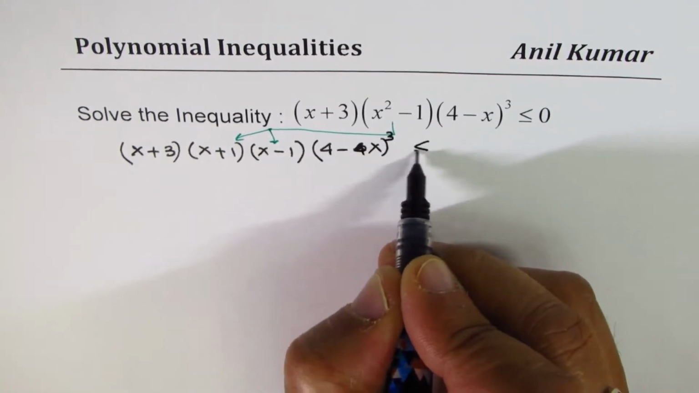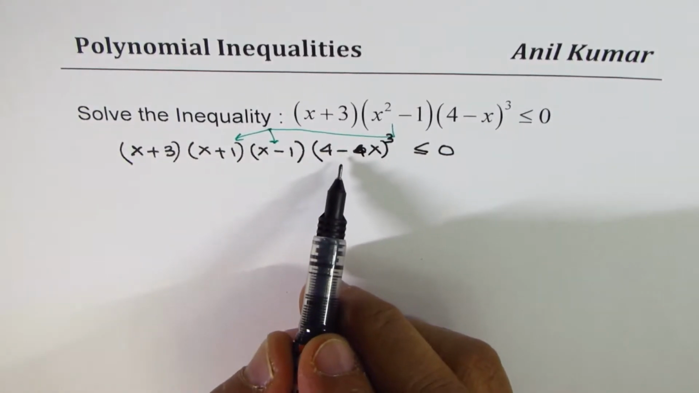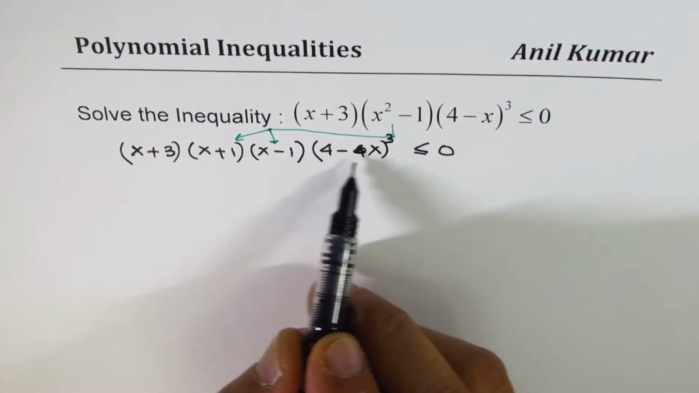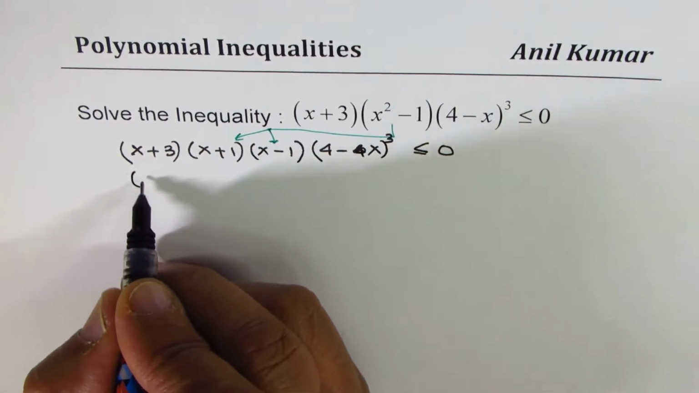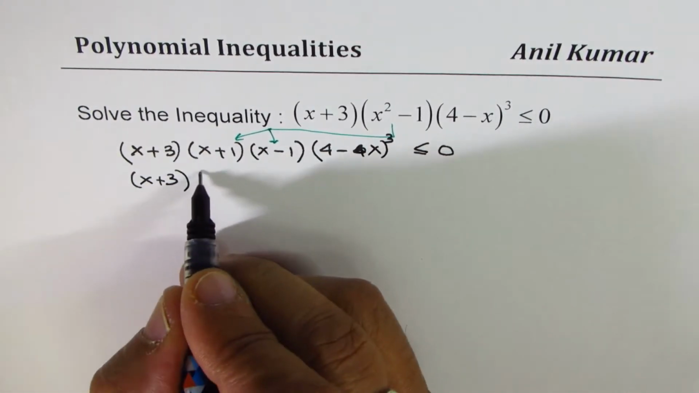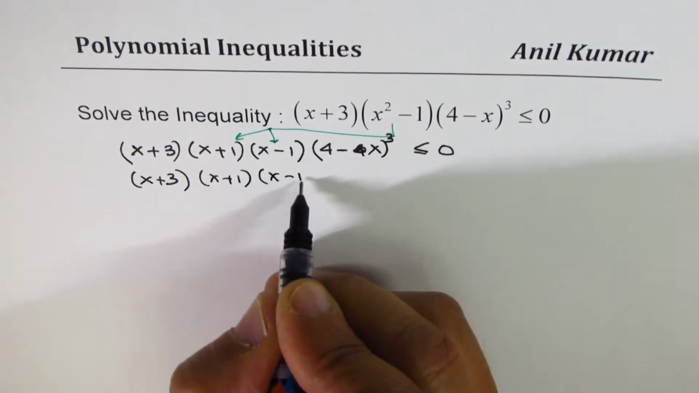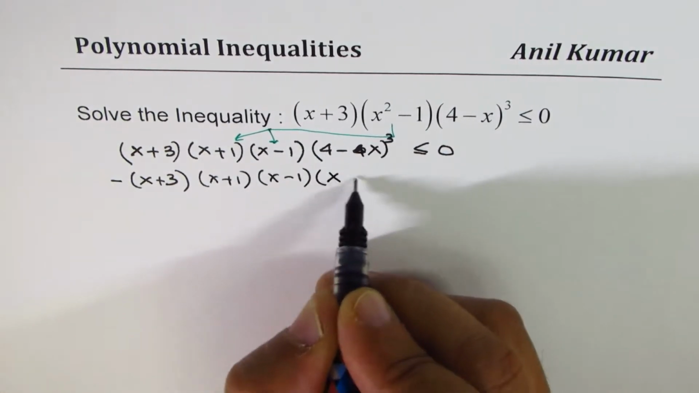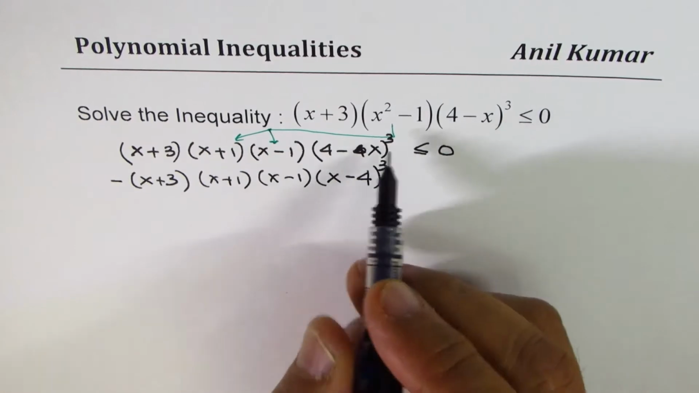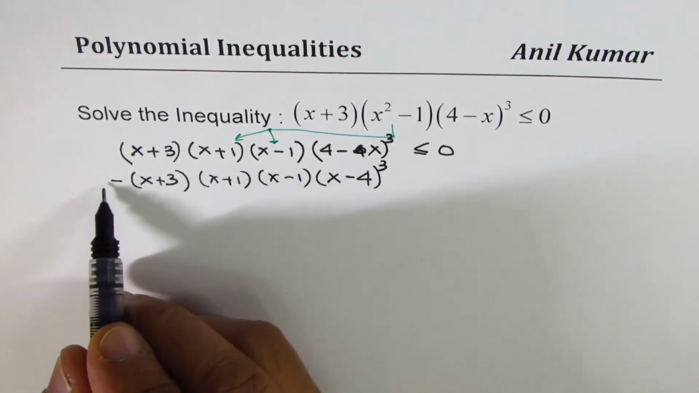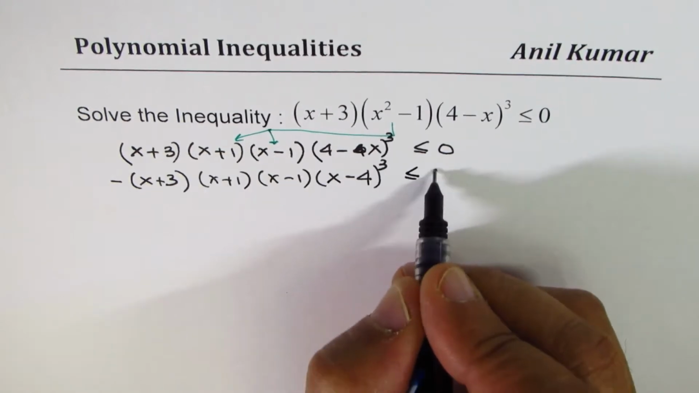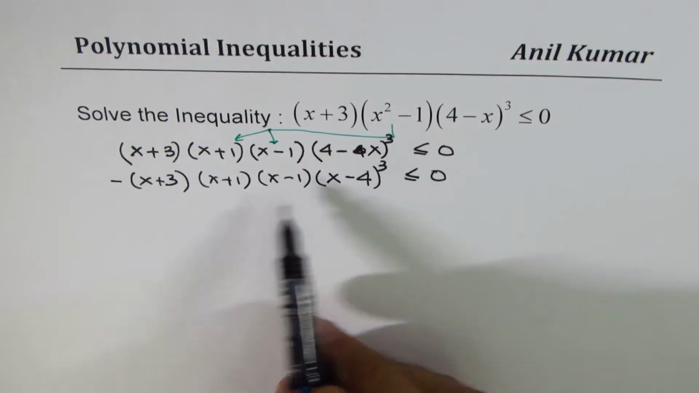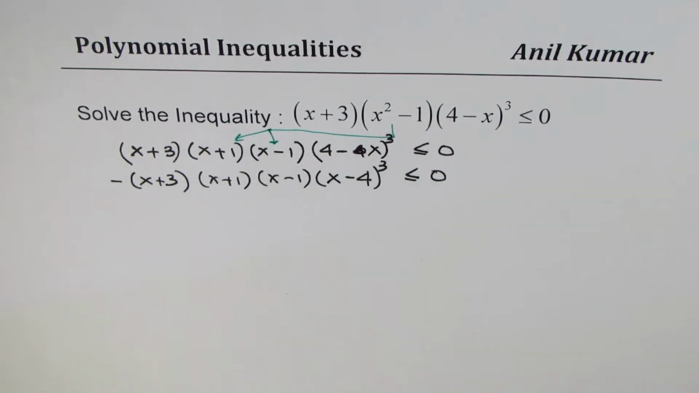(4 minus x) whole cube, right? Now, what is the leading coefficient? Actually speaking, the leading coefficient is negative. You can see it perfectly if I rearrange. We have (x plus 3) times (x plus 1) times (x minus 1), and I could take minus outside, then I get (x minus 4) whole cube. Now the cube of a negative number is negative, so minus 1 cubed is minus. Clearly, you can see that the leading coefficient is negative, right?